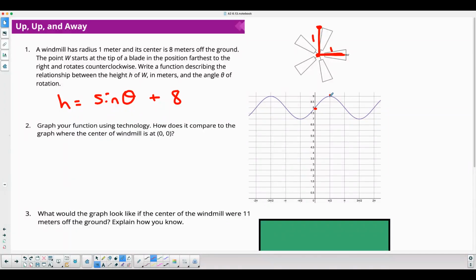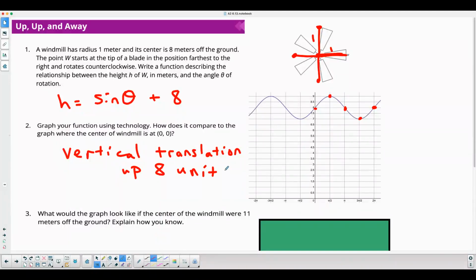At pi over 2, we're all the way up at the top, so we're at 9. At pi, we're back down to 8. Pi would be like right there, so the height would be 8. And then at 3 pi over 2, we're down here at the bottom, so it's 1 less, so we're at 7. And then 2 pi would be right back here, back up to 8. Okay, so there we go. How does it compare? I would say it looks like a vertical translation up 8 units. Okay.